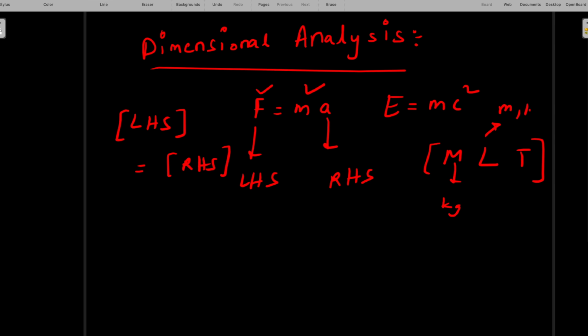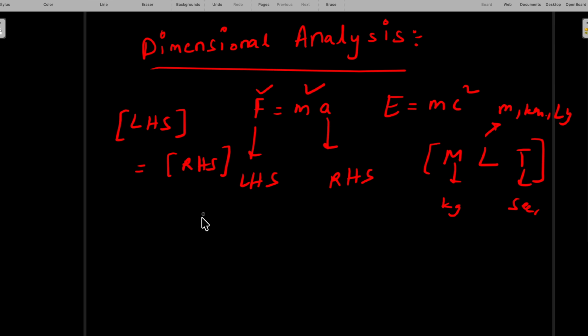Length, we have meters, kilometers, light years. In astronomy, we use light years, parsecs, and so many other things. And T is for time. We use seconds, milliseconds, megaseconds, nanoseconds, so many things. But the standard one is seconds.